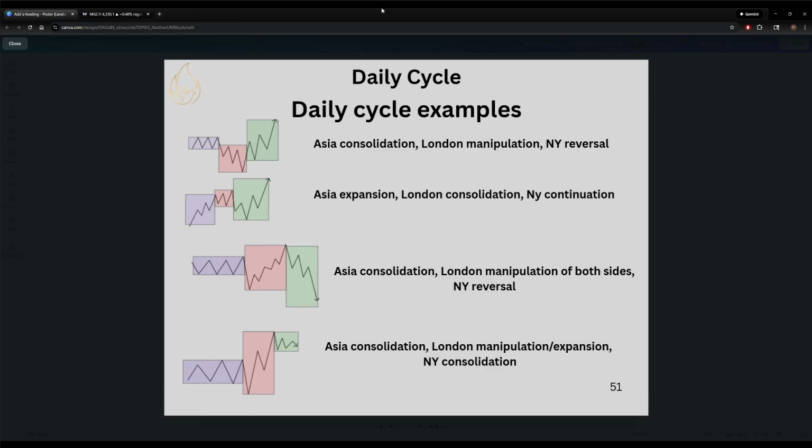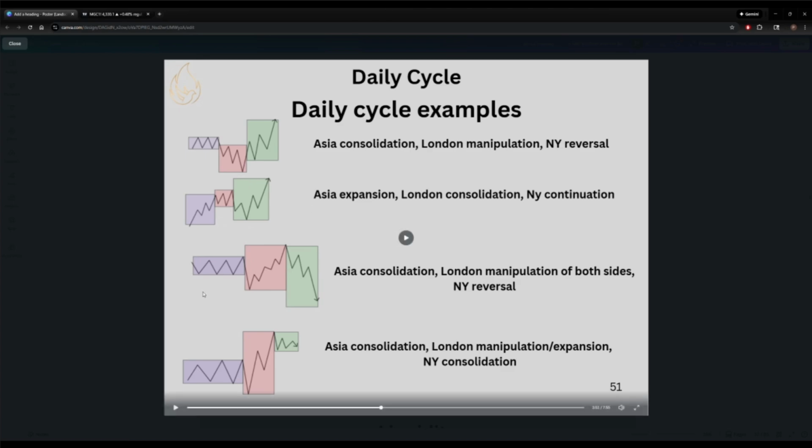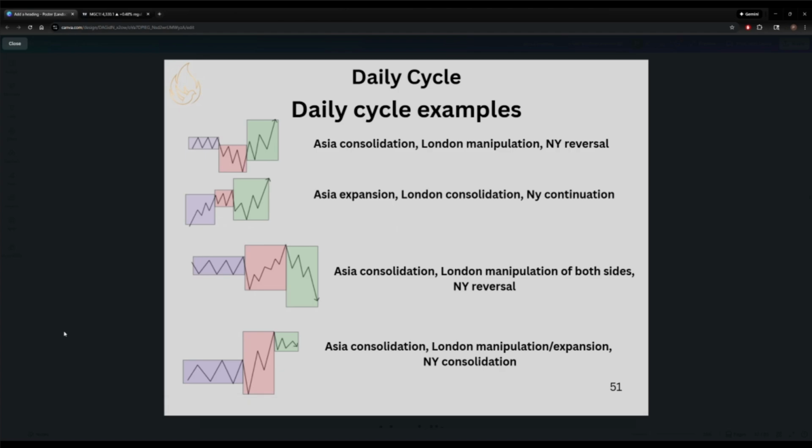It pretty much continues upside, like a reversal. Sometimes you can see Asia consolidation, London manipulate both sides, and then New York reversal. That would be like it swept the liquidity from external, and we can target internal in New York. That's the third example. Yeah, good way of looking at it.